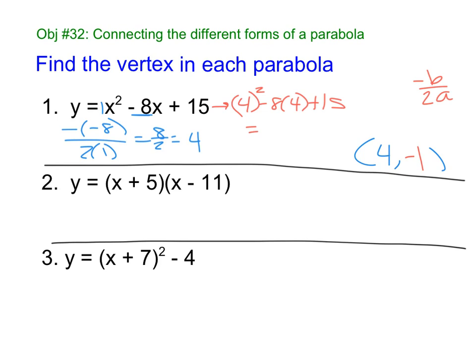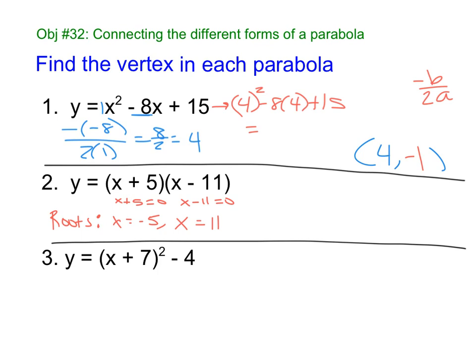How do we find the vertex when it's factored? Now, if you're really, really stuck on a test or a quiz, you could multiply it all out, like distribute everything, and just do your negative b over 2a. But that's a little more complicated. So to find the vertex here, we're going to find the roots first. So what are the roots? The roots are negative 5 and 11, right? We switch the sign. We set x plus 5 equal to 0, x minus 11 equal to 0.